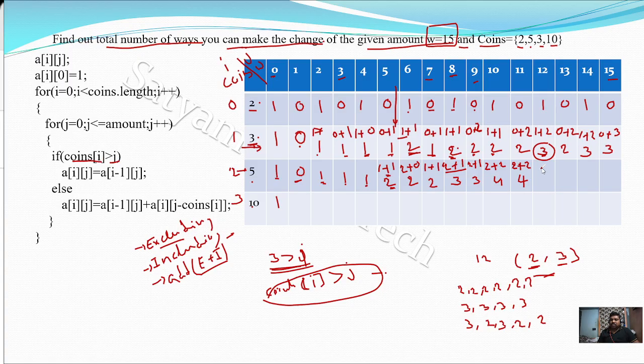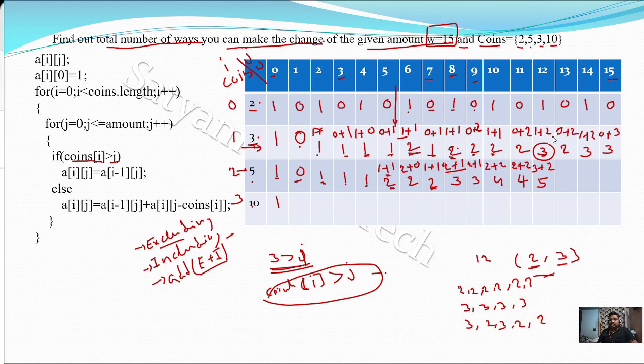Then here it is 12. What is the value here? It is 3. So you can take the previous value plus, if you include 5, 12 minus 5, that is 7. In the seventh column you can see the value here is 2. You get 2 ways. The total is 5 ways to make 12 rupees by using 2, 3, 5 rupee coins.